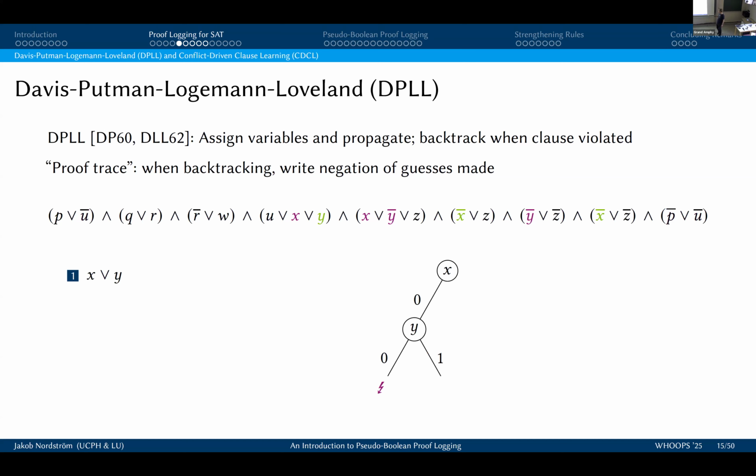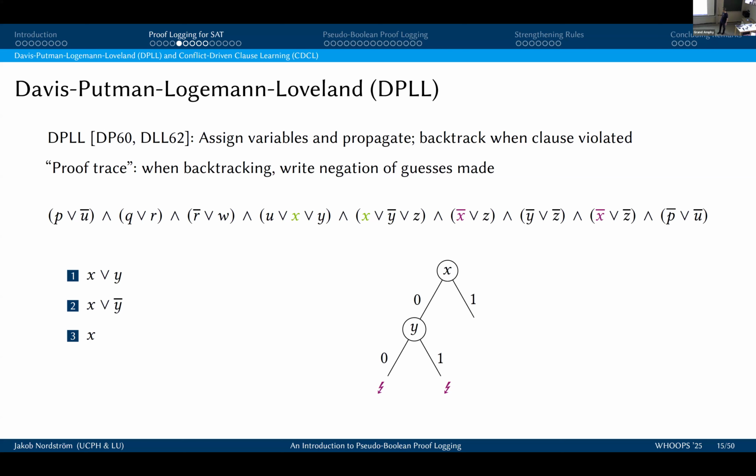Then I try to swap U to true instead. But then this clause propagates Z, which violates this clause. So now I've learned that either X has to be true or Y has to be false, which means that I've tried both values for Y when X is false, so X has to be true. I'm writing down these backtracking clauses as a trace of my proof search.